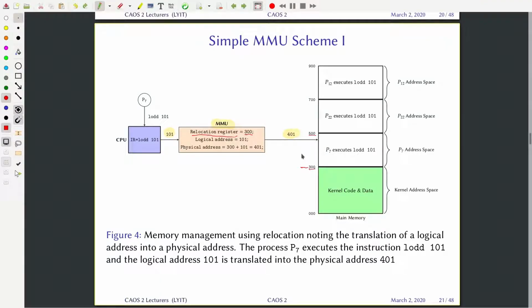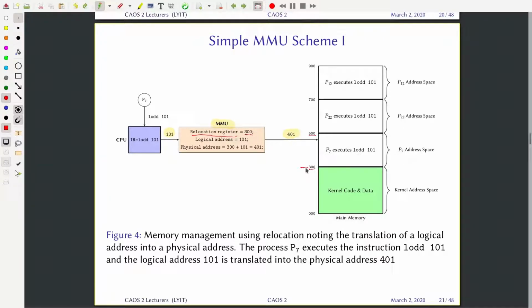Okay, so these are the physical address space for P7, and the logical address space is inside that address space. So when the machine code instruction LOD 101 is executed with the logical address 101, what actually has to be executed in terms of the circuitry, in terms of the hardware, is LOD 401. So the question then is, how do we do this?